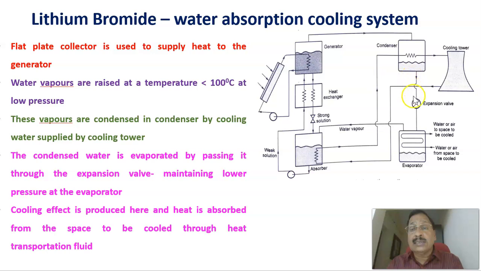This condensed water is evaporated by passing it through the expansion valve, maintaining lower pressure at the evaporator. Cooling effect is produced here, and heat is absorbed from the space to be cooled through the heat transport fluid. So the cooling effect is produced near the evaporator.